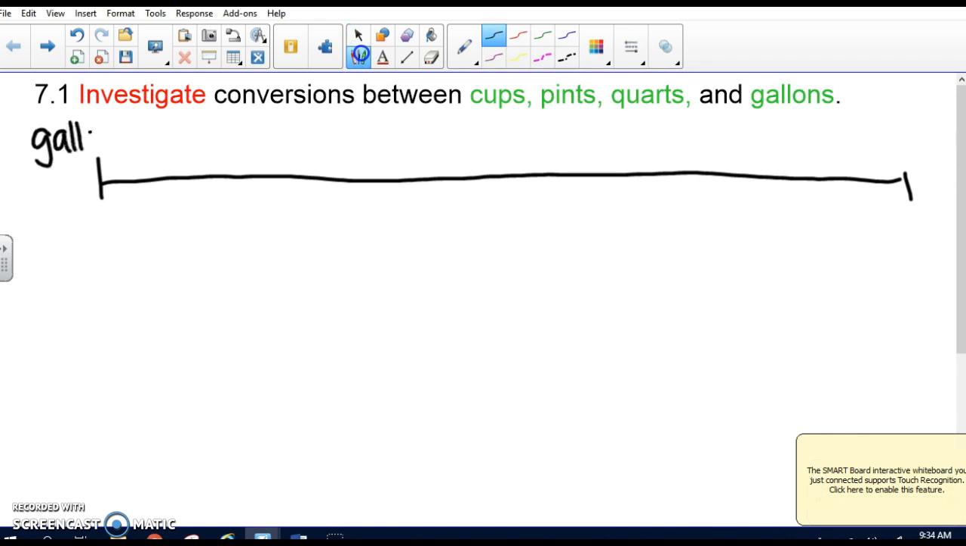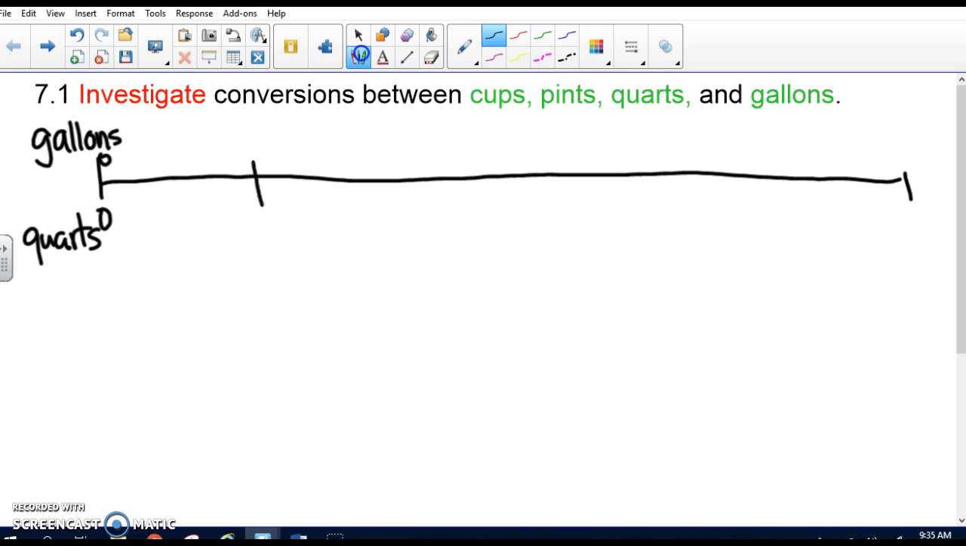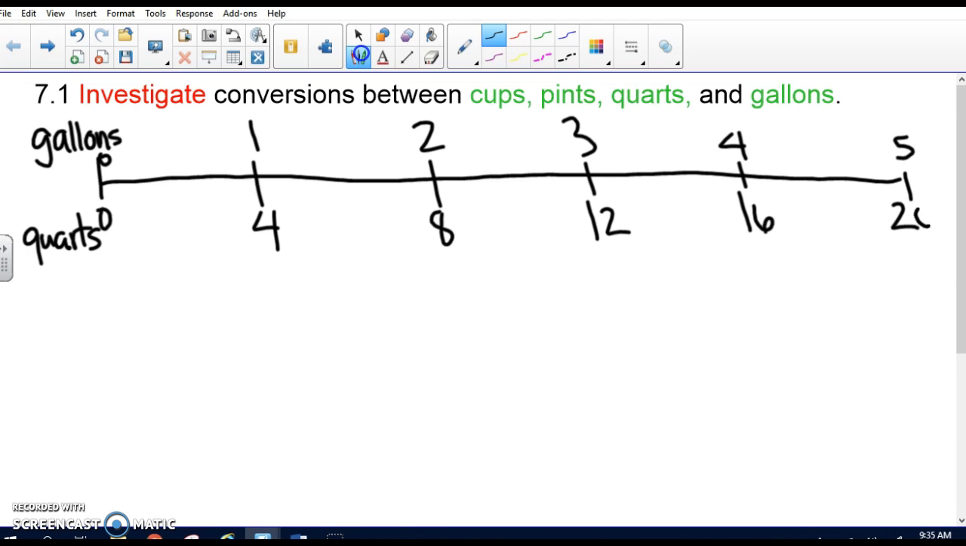Okay, what I love about your introductions to these customary units is they always give you these equivalency maps, right? So let's start on the first line. 0 gallons equals 0 quarts. 1 gallon equals 4 quarts. 2 gallons equals 8 quarts. 3 gallons equals 12 quarts. 4 gallons equals 16 quarts. And 5 gallons equals 20 quarts.